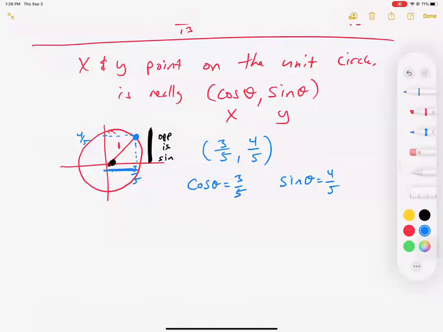Okay, this value here. Is that an x or a y? That's an x value, right? So isn't that also our adjacent? Adjacent is cosine. So adjacent is x. So cosine is x, and sine, opposite, is y.